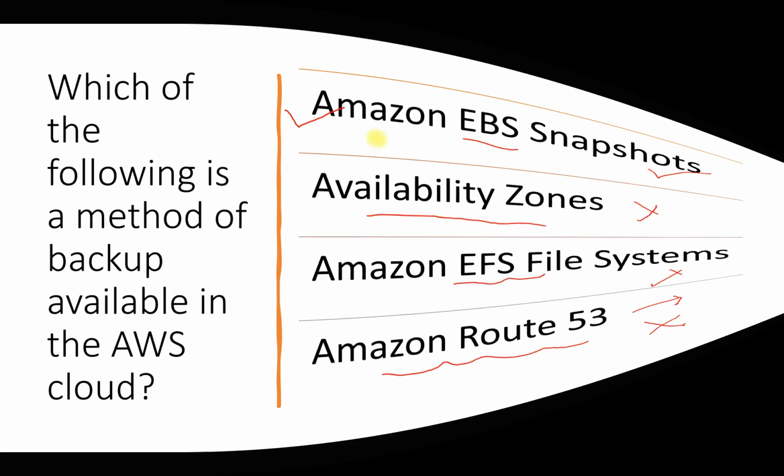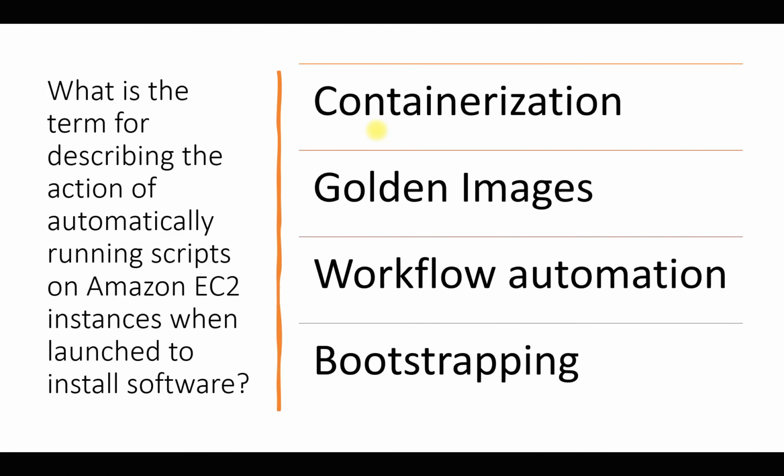Let's talk about the next question now. What is the term for describing the action of automatically running scripts on Amazon EC2 instances when launched to install software? The options we are having: containerization, golden images, workflow automation, bootstrapping. So let's understand one by one. If I talk about containerization, it's a process where we convert our application into the form of containers. Then we can create these containers through Docker or other container runtimes, and we are having other containerization platforms, or we can say tools.